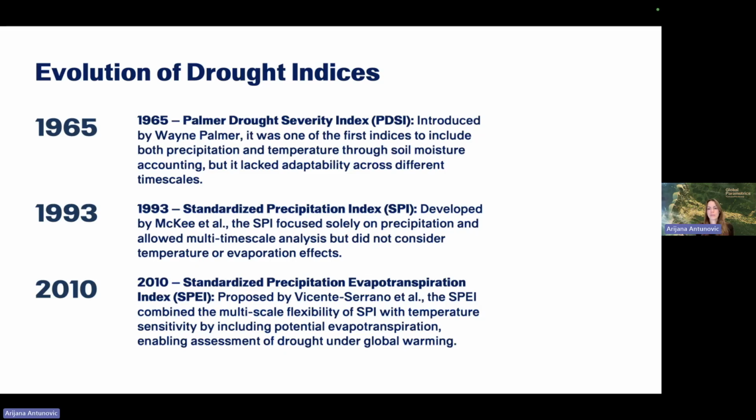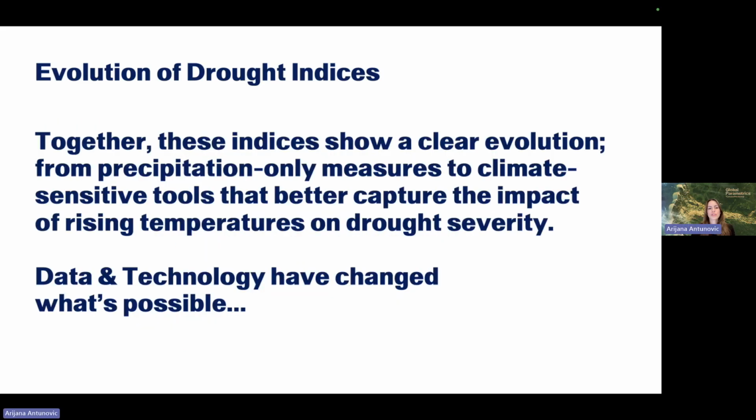And then we look at all the atmospheric changes in the region that we are insuring. So not just rainfall, you look at humidity levels, temperature, and wind. You would basically look at everything that could potentially trigger evapotranspiration in that moment. So this evolution shows a clear move from precipitation-only indices to more climate-sensitive tools that are better able to capture the impact of rising temperatures and the actual drought severity.